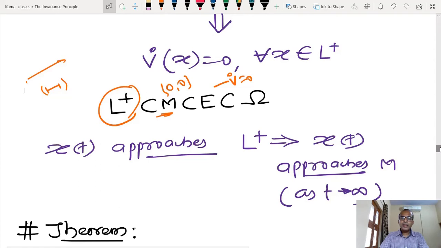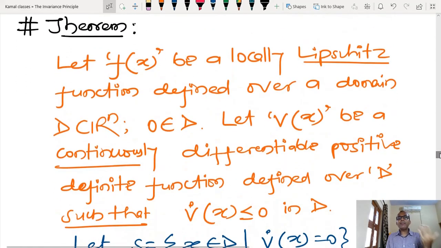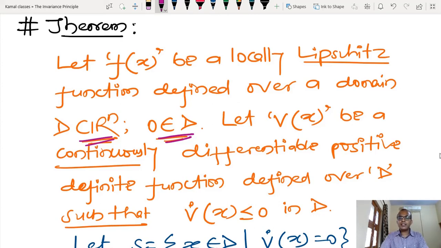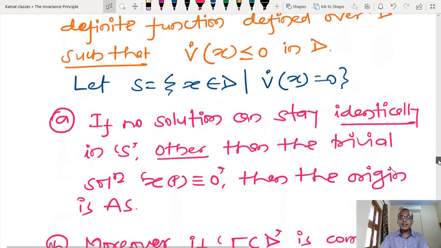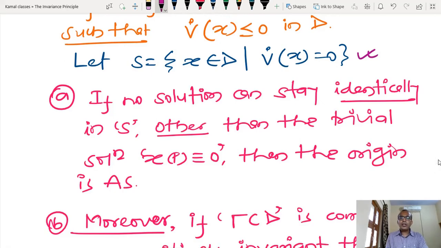Now another theorem that is an obvious consequence of the previous one. Even if V(x) is continuously differentiable and positive definite, the result remains the same. The next theorem says: let f(x) be a locally Lipschitz function defined over a domain D, and suppose the origin lies inside the region. Initially, in LaSalle's invariance principle, I am not assuming that there exists an origin, but this is a corollary of it. Suppose in some region the origin is there and V(x) is continuously differentiable and positive definite, and this condition is satisfied. Then I can generate a set S by V dot x equals 0. If no solution can stay identically in S other than the trivial solution, meaning the equilibrium point x(t) equals 0, then the origin is asymptotically stable.